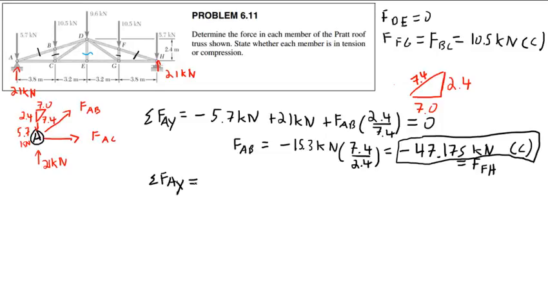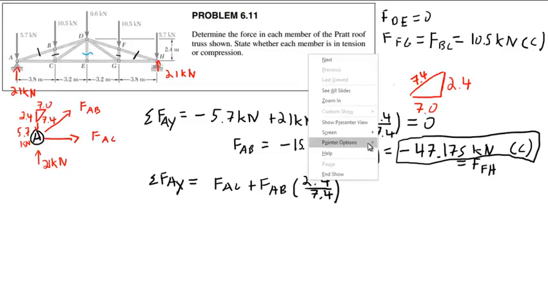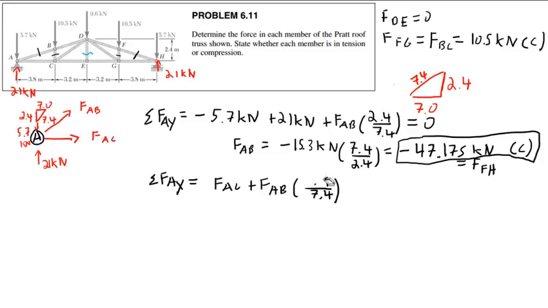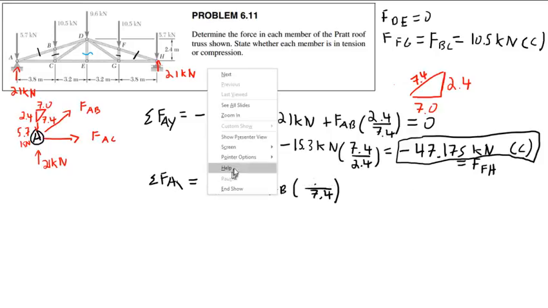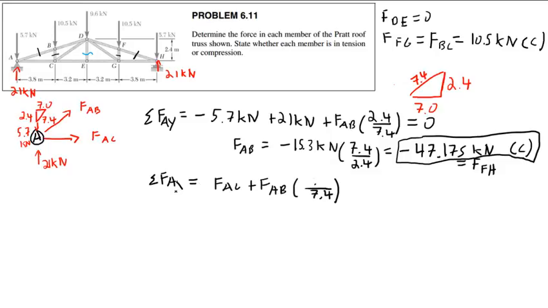Okay, so next I am going to do a sum of forces on joint A in the x direction, and I am going to have FAC plus FAB times 7 over 7.4. Oh, sorry, 7 over 7.4. Yeah, that looks too much like a y. Let me get rid of that. Let's say 7.0 over 7.4 equals 0.